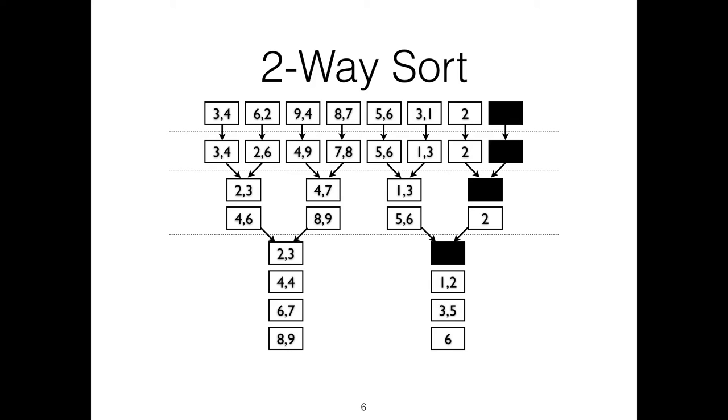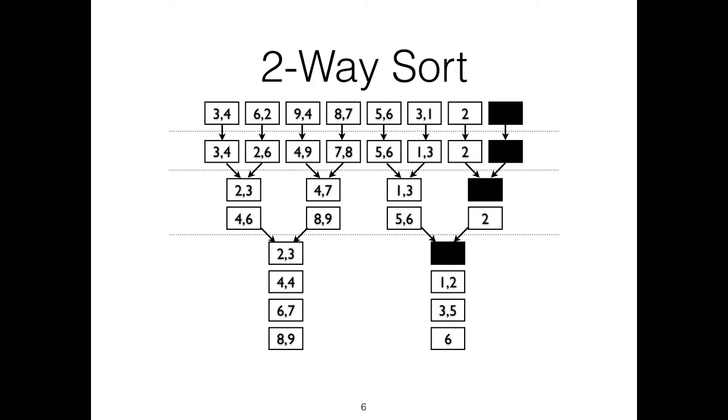Okay, so to get 2, 3, 4, 6, 4, 7, 8, 9, 1, 3, 5, 6, and empty in 2. You'd have to read everything in once, put it back to disk, read everything back in, put it back to disk a second time. All right, what about the third one?